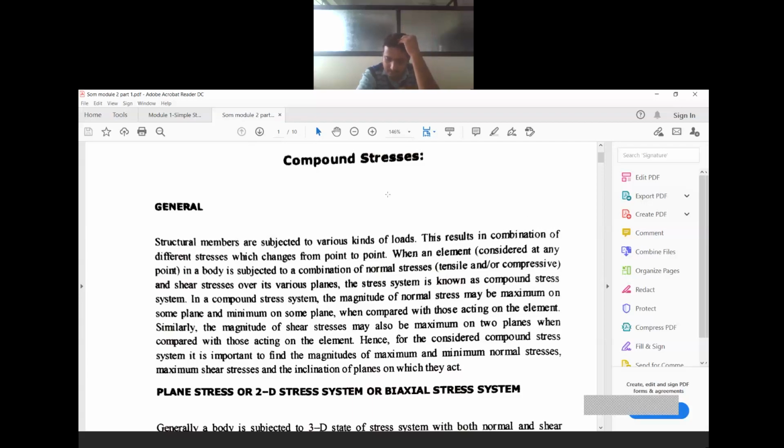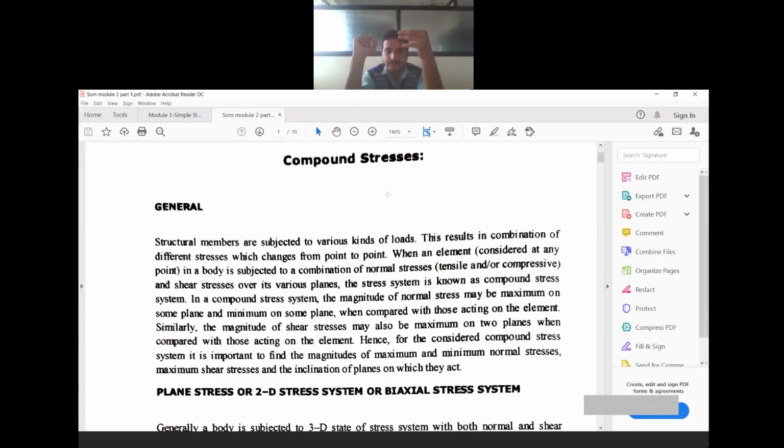In the first module, what we had done was, at one time, we considered only tensile stresses. In another example, we considered only compressive stresses. In the other case, we considered only shear stresses. These are simple stresses, where we calculate the strain or other parameters by considering only the shear stress, only the compressive stress, or only the tensile stress.